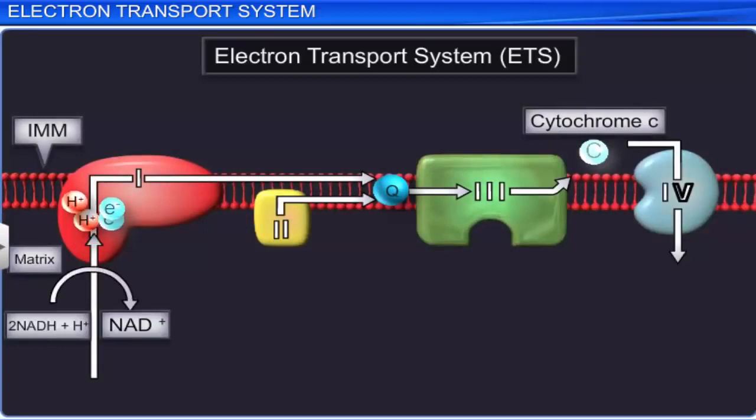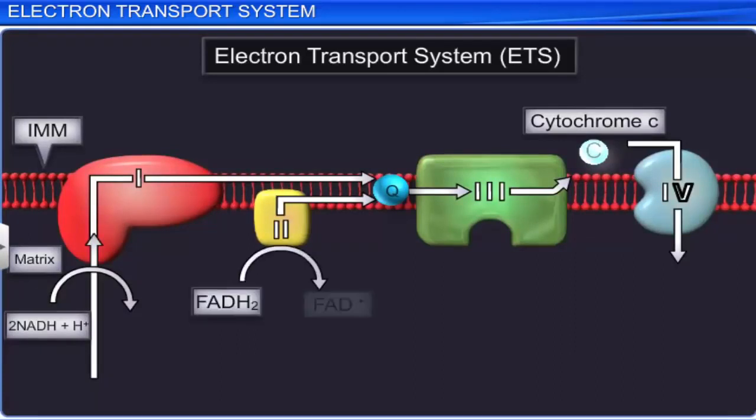Electrons from NADH plus H plus are transferred through complex 1 to ubiquinone, and protons are moved from the matrix of the mitochondria to the intermembrane space. In the same way, electrons from FADH2 are transferred through complex 2 to ubiquinone, and protons are moved from the matrix of the mitochondria to the intermembrane space. Ubiquinone transfers the electrons to complex 3. Complex 3 transfers the electrons to complex 4 through cytochrome C. Here too, some protons are moved from the matrix of the mitochondria to the intermembrane space.